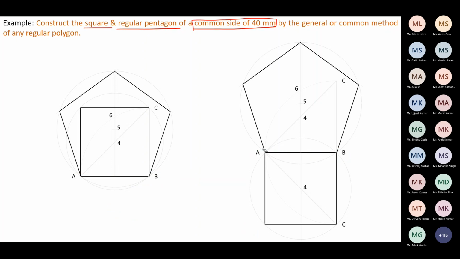So I think with this we can stop here. All the sufficient information has been given for your sheet number 1. Any doubts or queries?